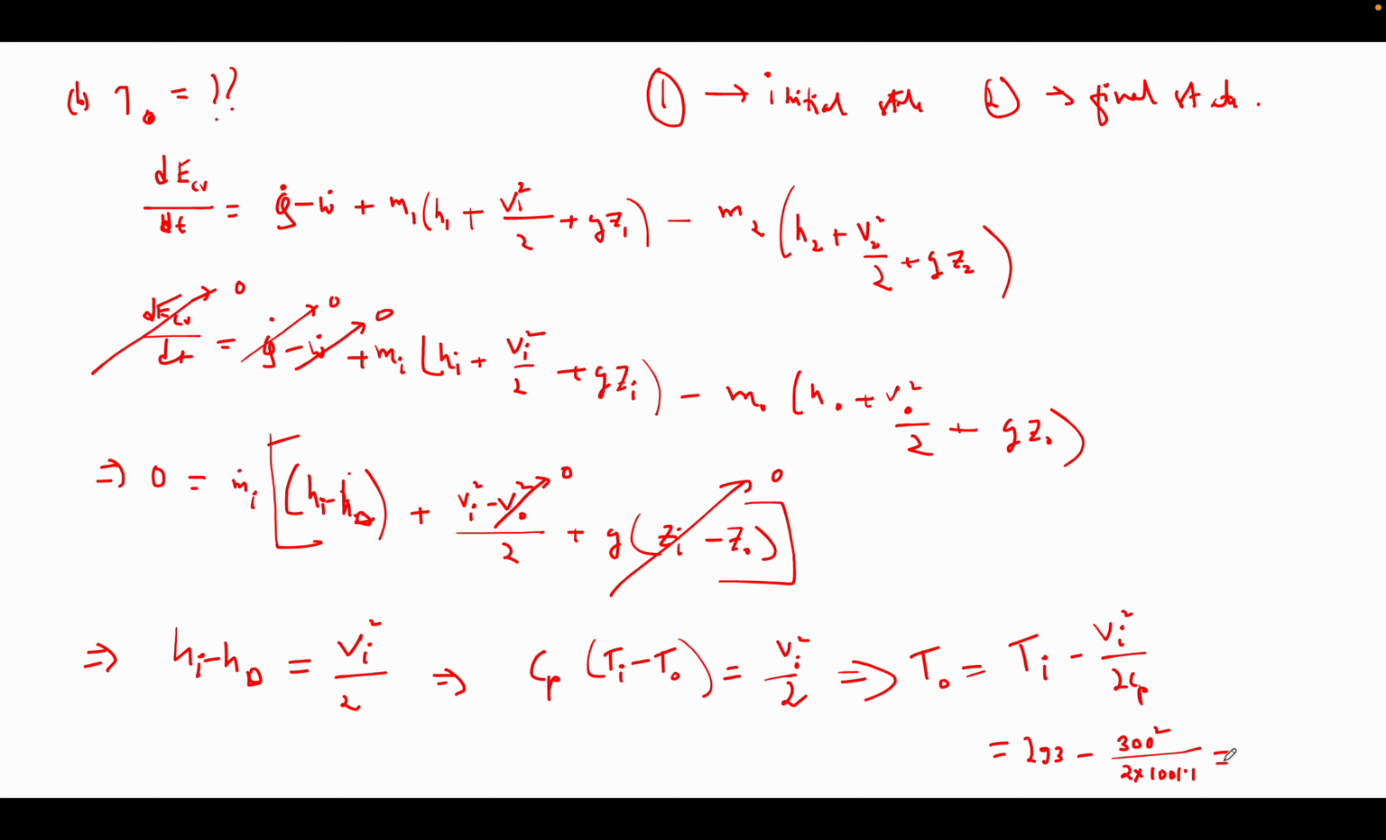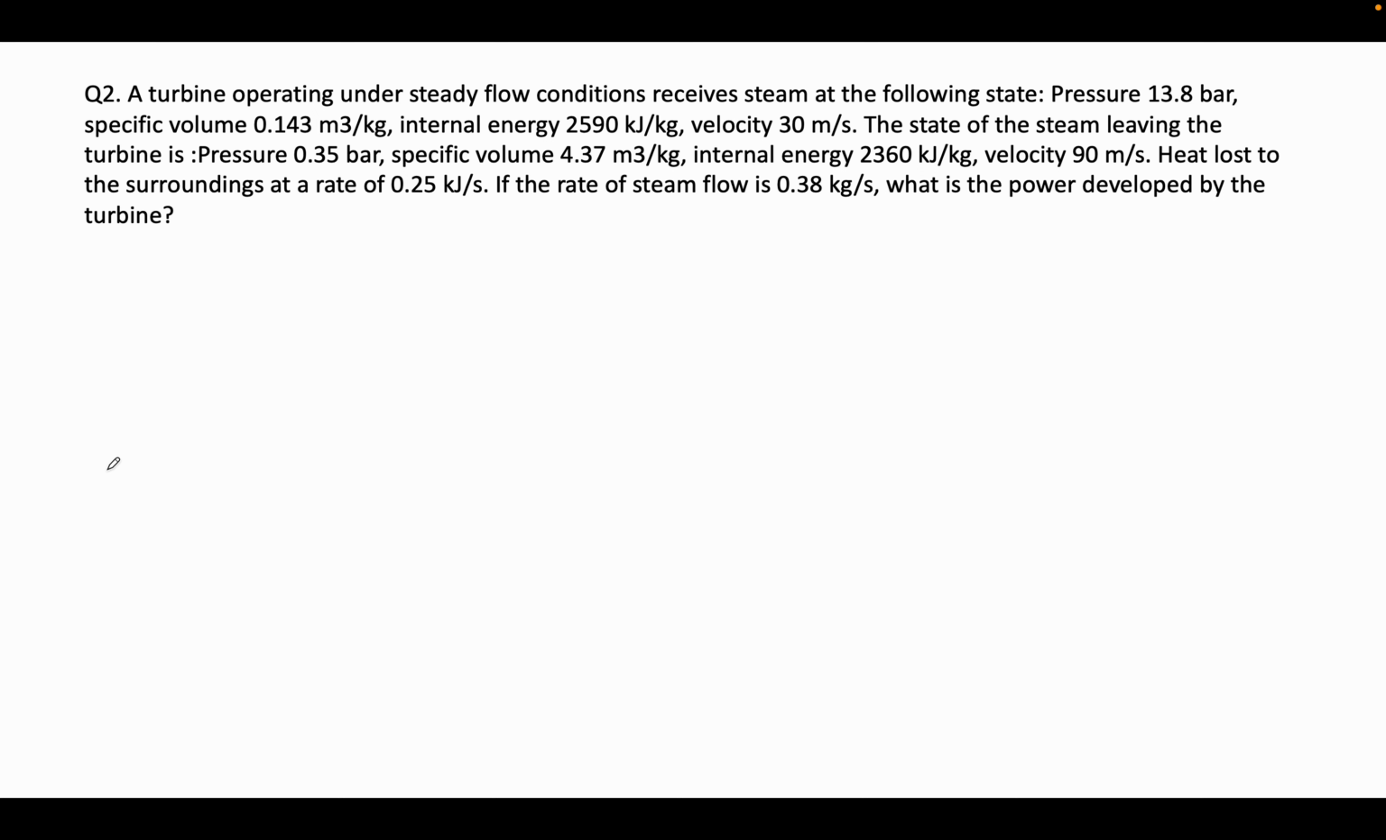300 squared divided by 2 into 1001.1, minus 293. So our answer will be 248.04 Kelvin. So this is our answer. Now let us move to the next question.